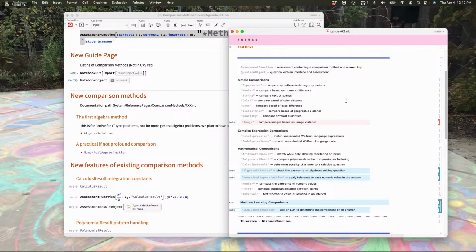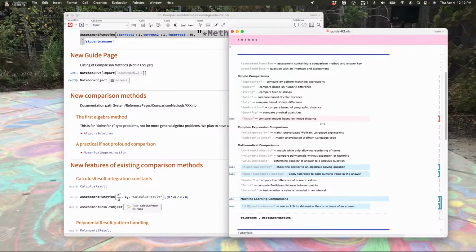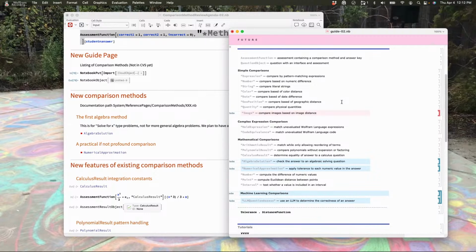Okay, so compare based on numeric difference. All right. So that one isn't pattern based. It doesn't end up in a MatchQ. And the next one, string, is also not pattern based, right? That's right. It's like edit distance. Okay, so compare literal strings. Why are you saying text? Just say literal strings. I mean, this is a programmer type page. Okay. Based on color distance, typo.